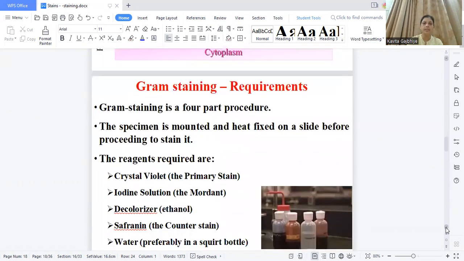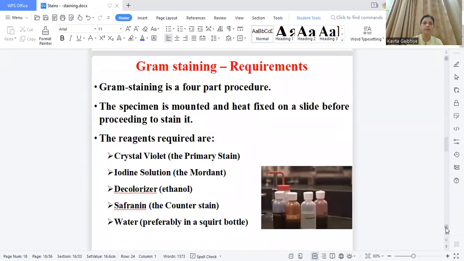The gram staining procedure requires a primary stain, for example crystal violet, a mordant, for example iodine solution, a decolorizer, for example ethanol, and a secondary stain, also known as counter stain, for example safranin, and obviously water for washing away the excess stain over the slide.